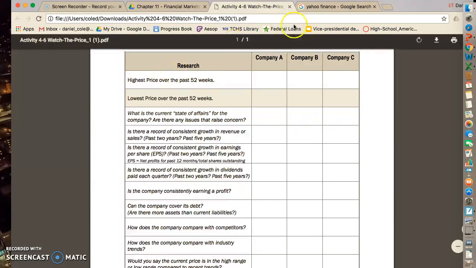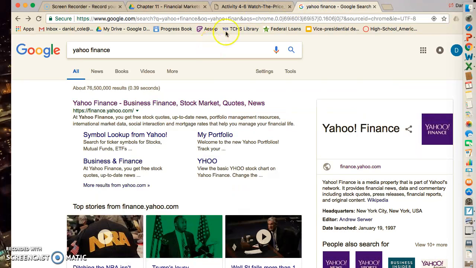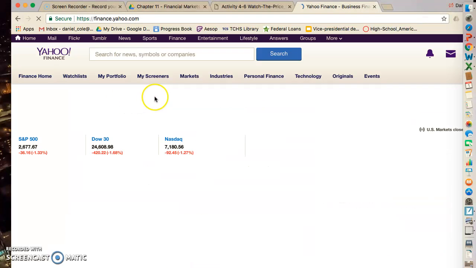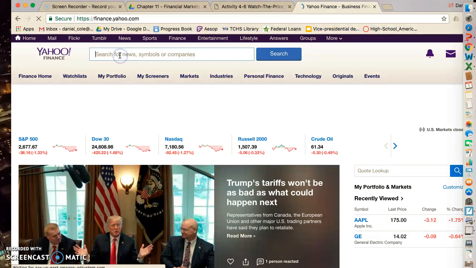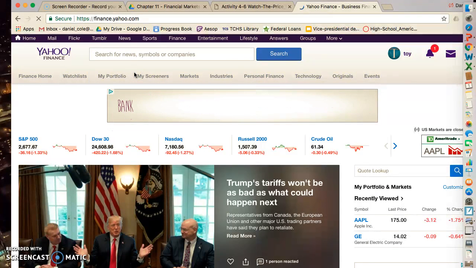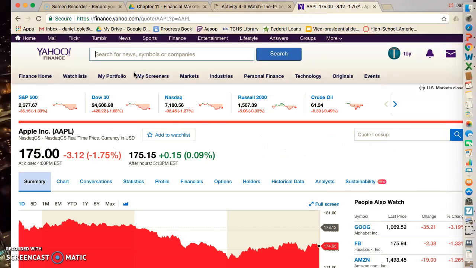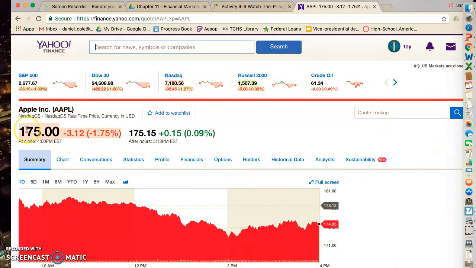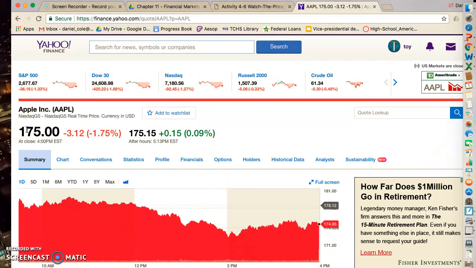With that, the one that I'm going to do is Apple. To do this, I want you to Google Yahoo Finance. When you open up Yahoo Finance, up in the search bar, you're going to search for whatever company you want. You have to choose 3 companies. You cannot do Apple, since I've done that one. As we wait for it to load, you can see that today, I'm doing this on Thursday afternoon, Apple has just closed at $175 even per share.